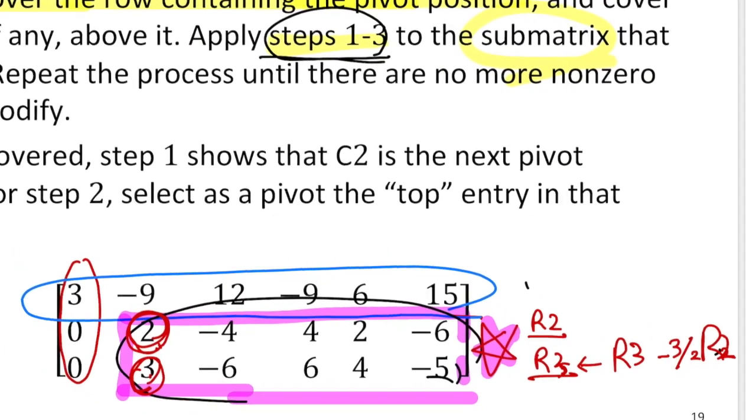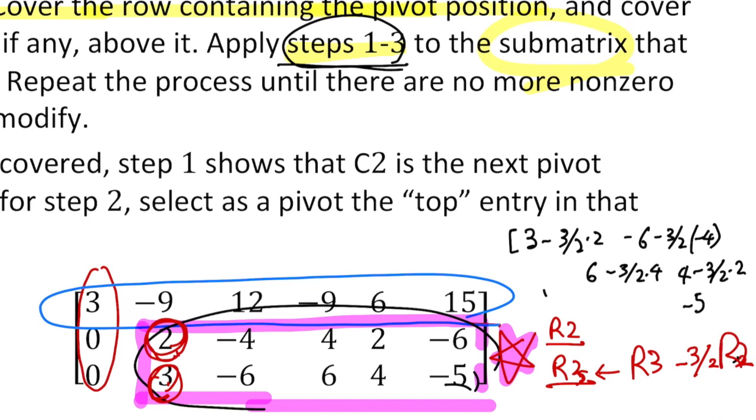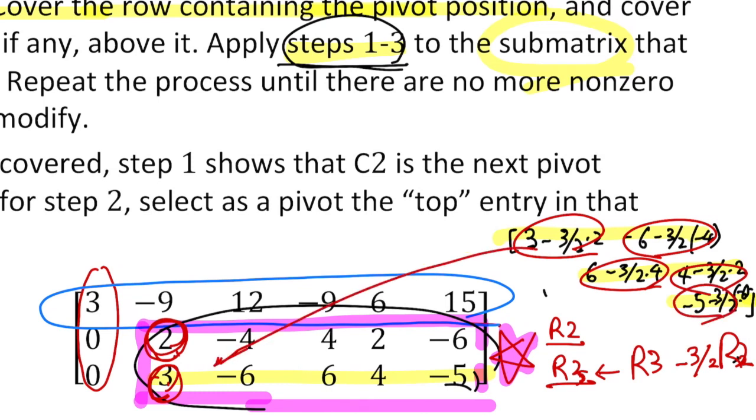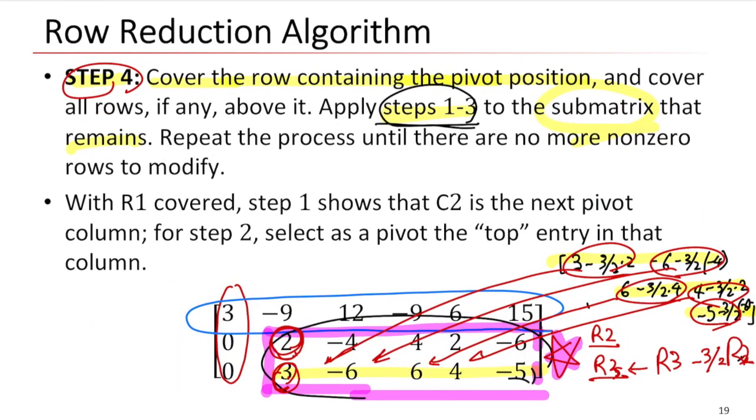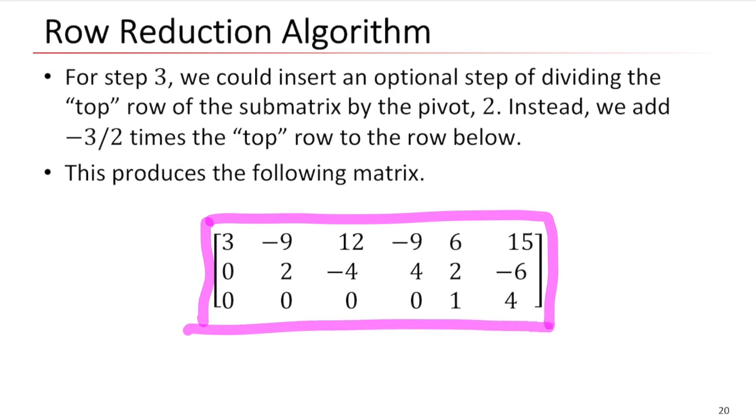If we do that, row 3 will be 3 minus 3 over 2 times 2, and minus 6 minus 3 over 2 times 4, right? Just correct, so 6 minus 3 over 2 times 4, minus 3 over 2 times 2, negative 5 minus 3 over 2 times negative 6. Okay, this will be the new row 3. All elements are mapped here. Anyway, after this procedure, we will get the new matrix, something like this.